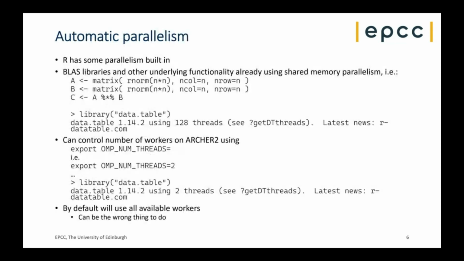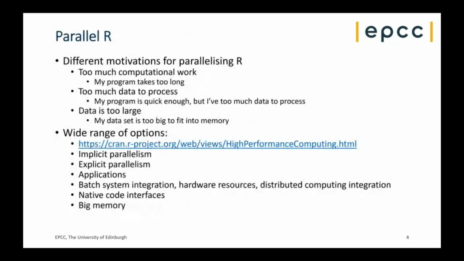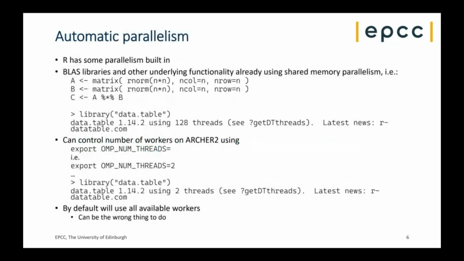And so we can have a look at the automatic level of parallelism, which I think we would call down here implicit parallelism, in that R itself has a reasonable amount of parallelism built into things already. So there's an example here that BLAS libraries and other underlying functionality use shared memory parallelism already, or they can do if you've built your R in such a way that it uses things like the Cray libsci, which we have on ARCHER2. So one of the good reasons for using the pre-compiled and pre-installed R for you is that it's already there.